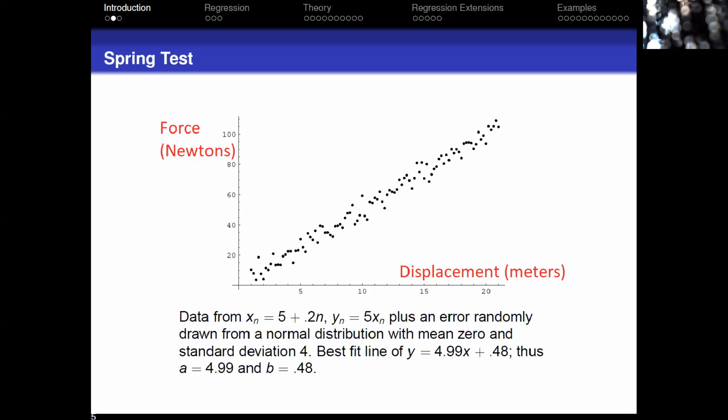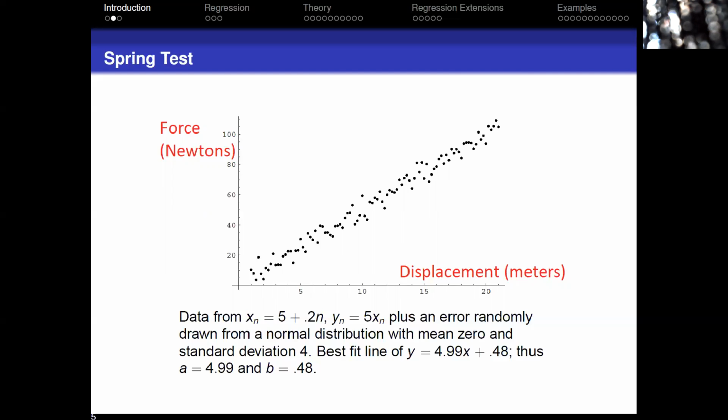So I'm choosing my x's to be basically multiples, 5 plus 0.2n. And I'm guessing my relationship is y equals 5 times x. And I'm putting in some noise, some Gaussian error, just so it's not a perfect fit. If you look at this, does it look like the slope is approximately 5? Yes. It looks like it's starting around 0, 0. And if you go up to x equals 20, it looks like it's around 100. So when x increases by 20, y increases by 100, it looks like it has a slope of 5.